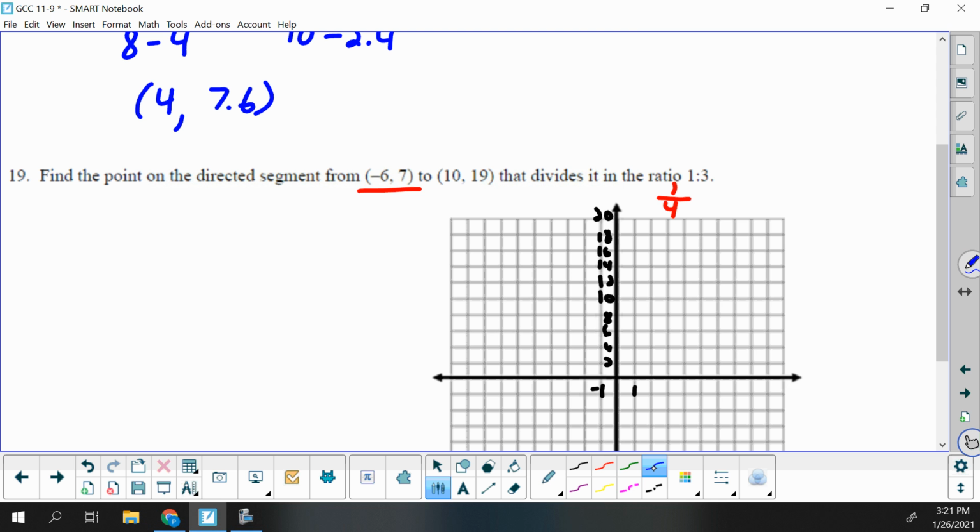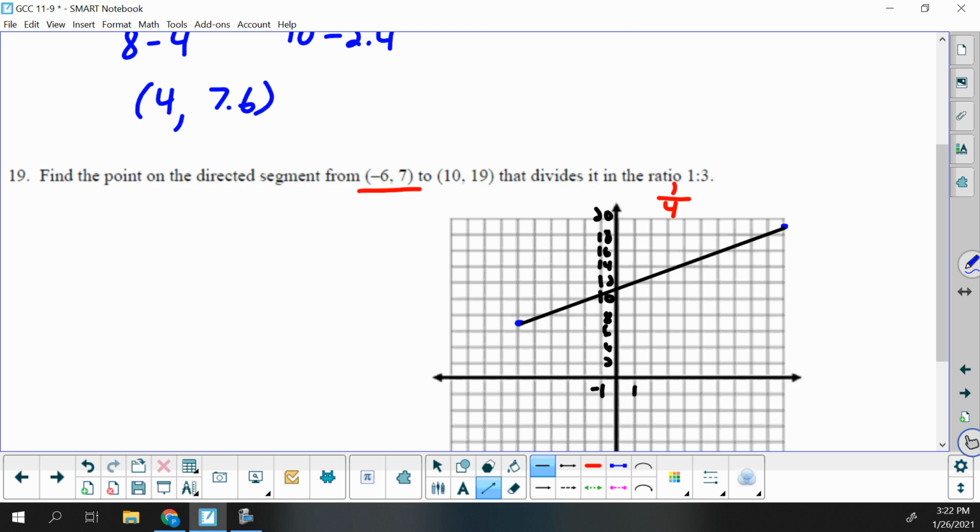So -6, 7. We'll go to -6 by 1's, and then 7, remember we're going by 2's for the y, so that's our first point. And then 10, 19, again we're going by 1's, so 10 will take us to the edge of the graph, and 19 will put us up there. With your straight edge, which can be the side of your calculator, you can connect those, and this will just be a reference for us to see if things are reasonable.